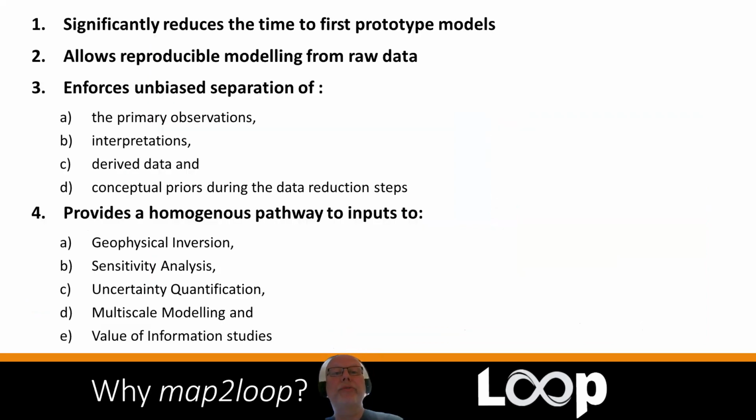So what have we gained from this approach? We've got faster models. So once we've input the logic for a particular map set, we can produce a new model of any area within that map in a matter of minutes. It's reproducible. Every time we draw a rectangle around the same bit of the map, we're going to get the same model. It enforces unbiased separation of the primary observations, interpretations, derived data, and the conceptual priors that we needed to build our models. And finally, it provides homogeneous pathways to geophysical inversion, sensitivity analysis, uncertainty quantification, multiscale modeling, and value of information studies.